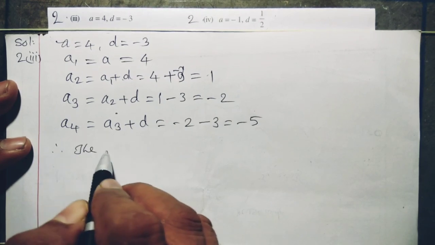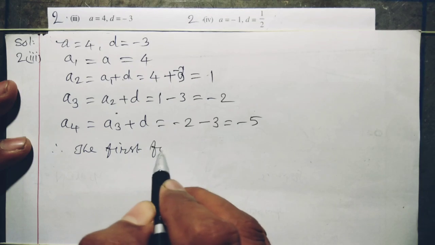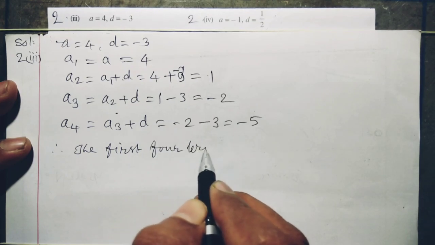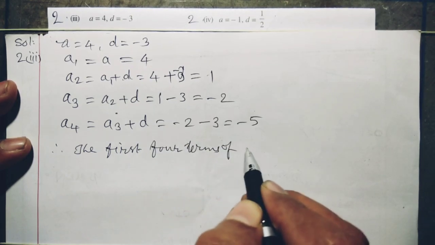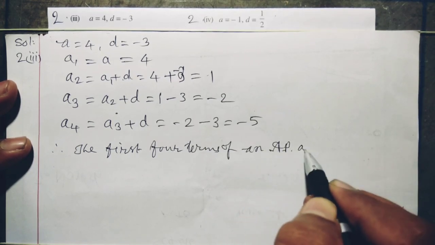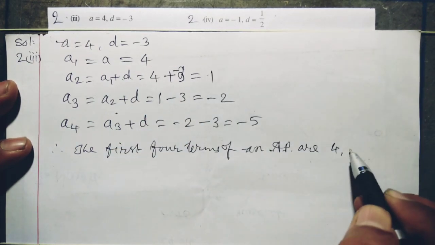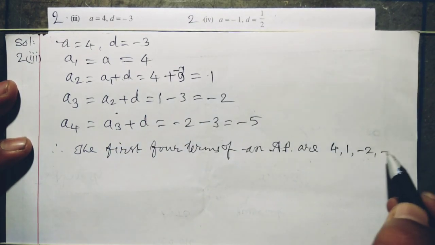Therefore, the first four terms of an AP are 4, 1, minus 2, minus 5.